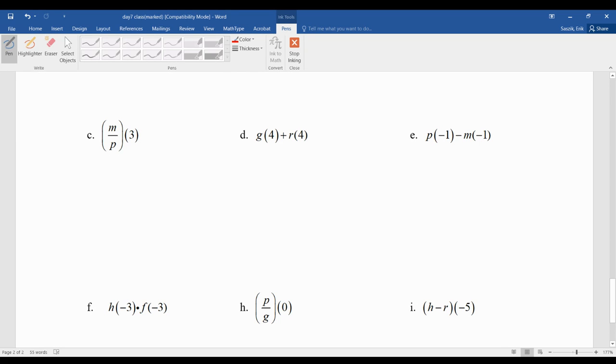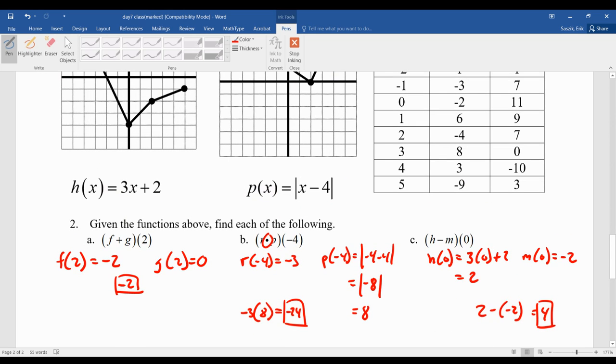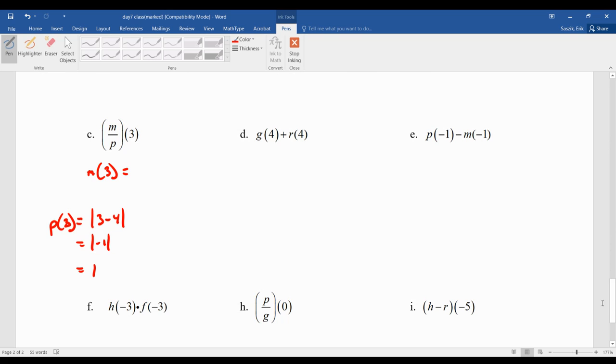Down here, we're going to do M of 3. That's going to go in the top. P of 3, I got to figure that one out, right? P of 3 is absolute value of 3 minus 4. That's going to end up being +1. Now, M of 3, remember, that's the input. There's a 3. The M, it goes to 8. So I have 8 over 1, which is just 8.